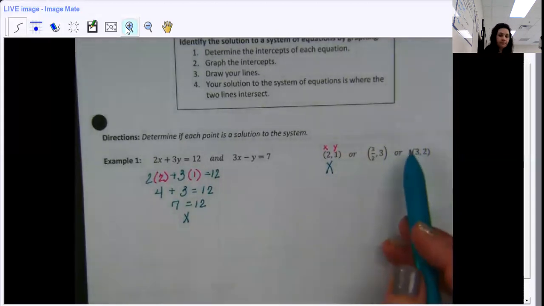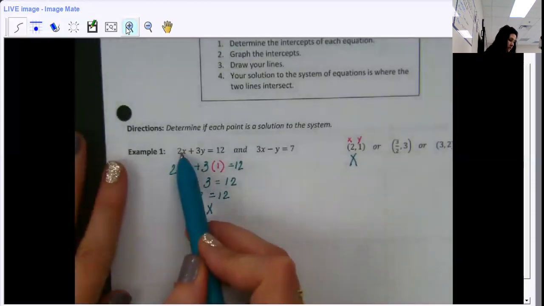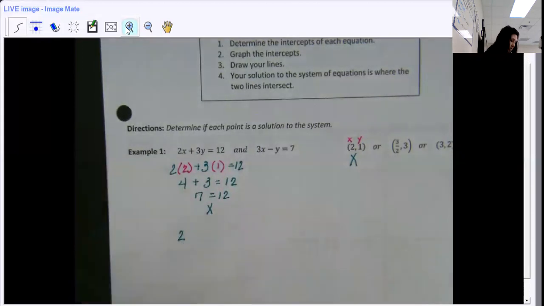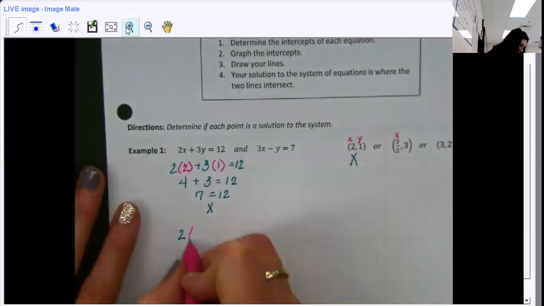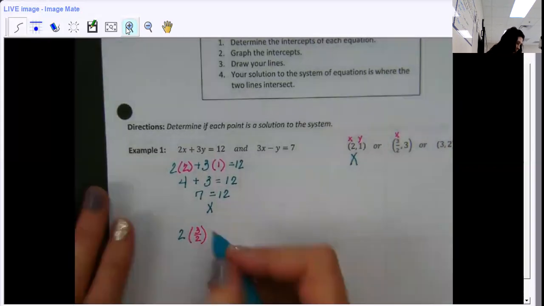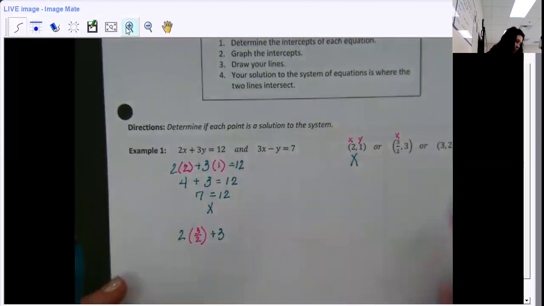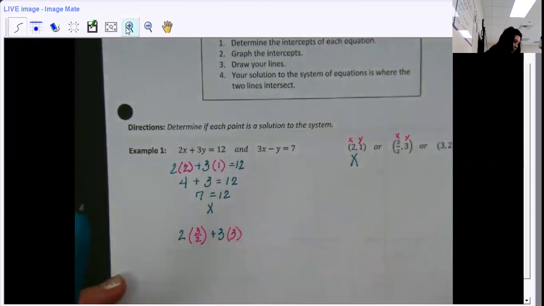second ordered pair. Okay, so I'm going to start with this first equation. I have 2 times my x. My x this time is 3/2 plus 3 times my y, and then my y this time is 3 equals 12.